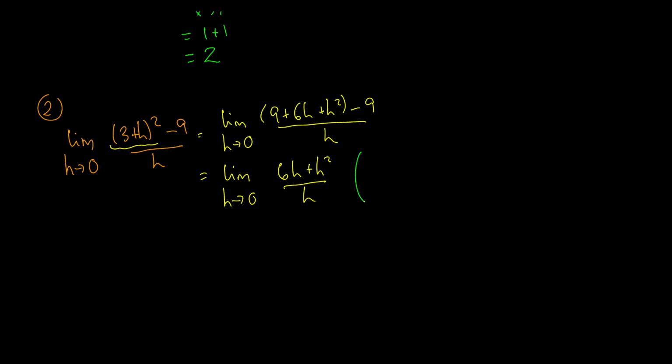I'm going to put this in brackets since you don't necessarily have to write this out, but that's the same as factoring out an h. We can say h times 6 plus h, over h, and we can see here that these two things cancel. So this is the same thing as saying the limit as h approaches 0 of 6 plus h, which if we plug 0 in for h, we get 6.